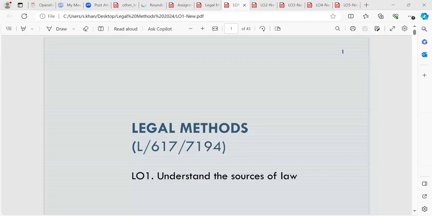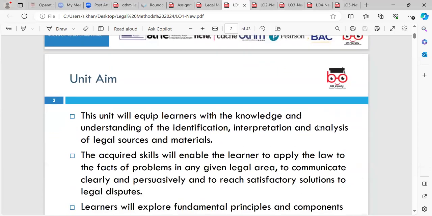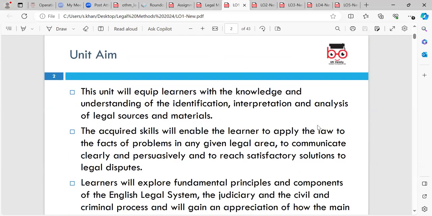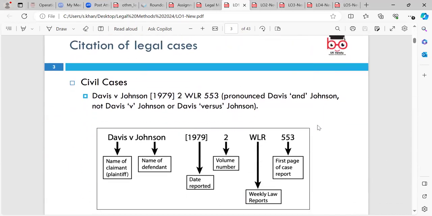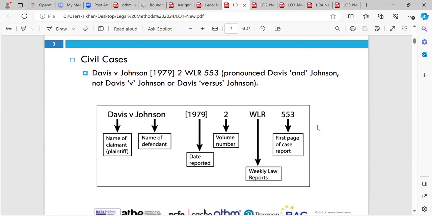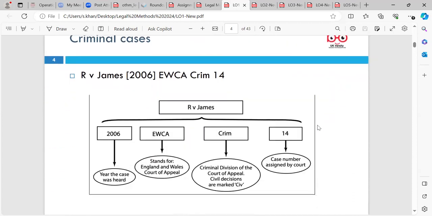The first learning outcome for the legal methods module is to understand the sources of law. We looked at understanding and identifying the legal sources and materials, and the principles of the English legal system. We looked at how to cite cases, and what each element of the case means when you fully cite it in an assignment. So what Davies means, which is the name of the claimant, Johnson the defendant, the date it was reported, the volume number and the Weekly Law Reports, and the page the case is on. Then you've got criminal cases, and what the acronyms actually mean in criminal cases as well.